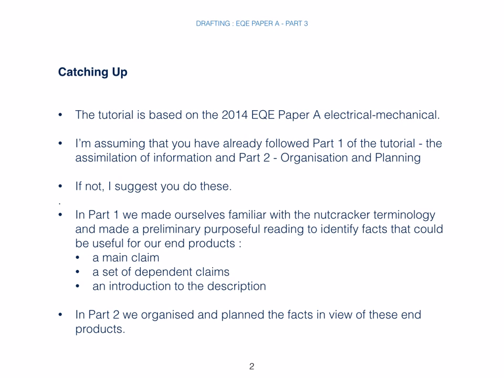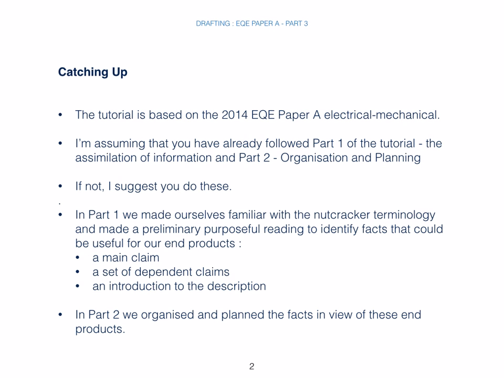So as I mentioned, the tutorial is based on the 2014 EQE Paper A, Electrical Mechanical. I'm assuming that you have already followed part 1 of the tutorial, the assimilation of information, and part 2, organization and planning. If not, I suggest that you go back and do these.